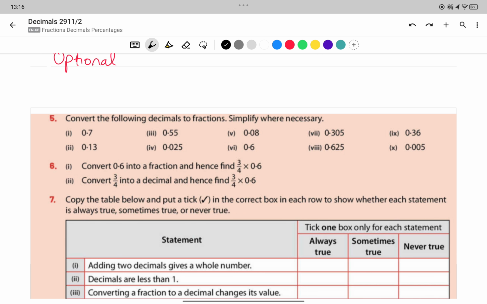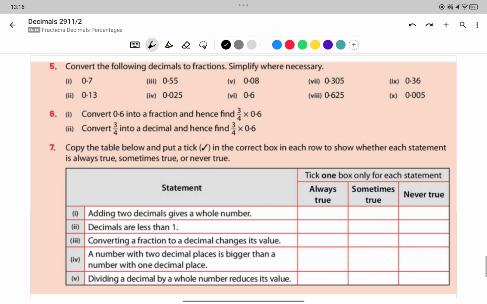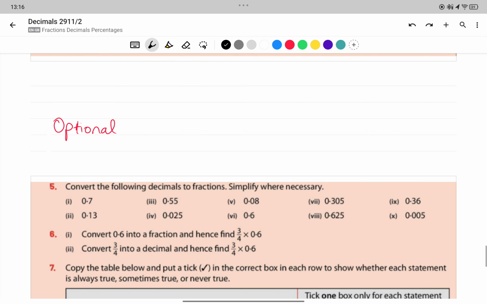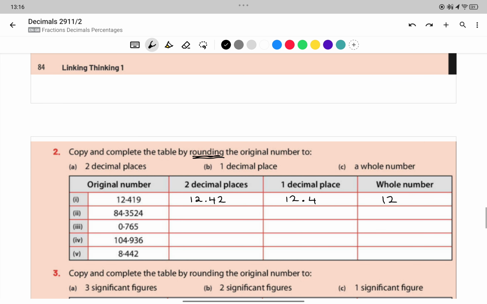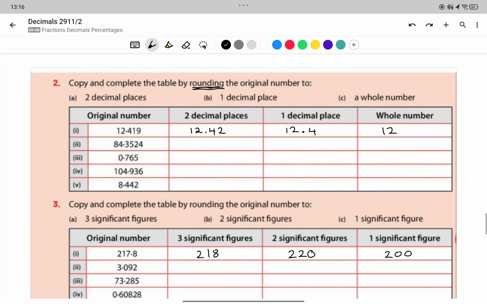These questions here are optional. It would be great if you have the time. It would really benefit you all to do it. But if you don't have the time, just get those questions there done, 1 to 4.